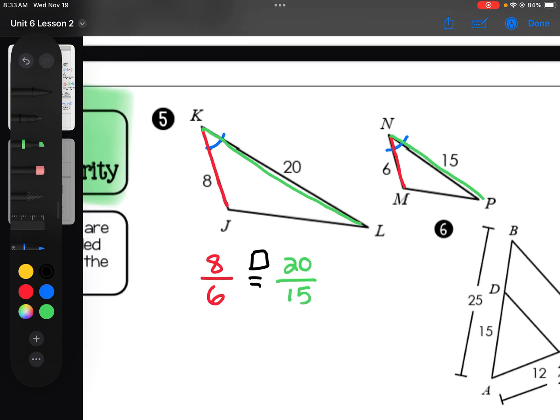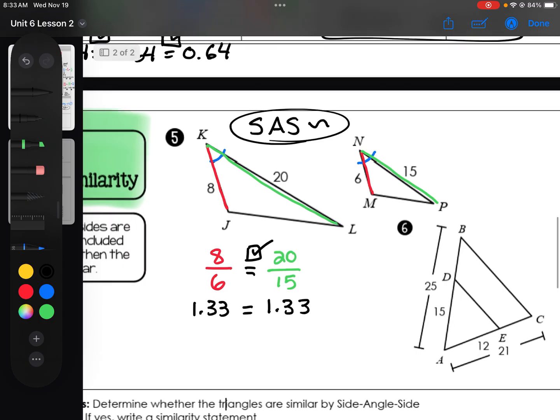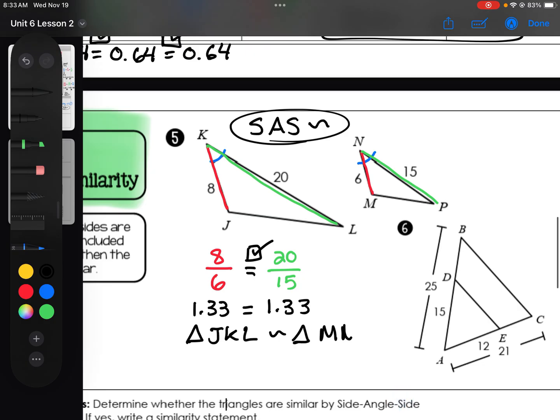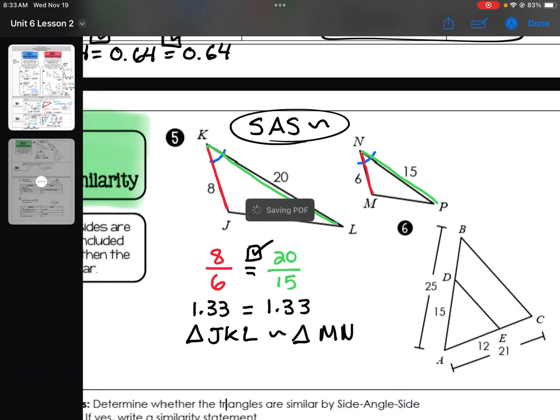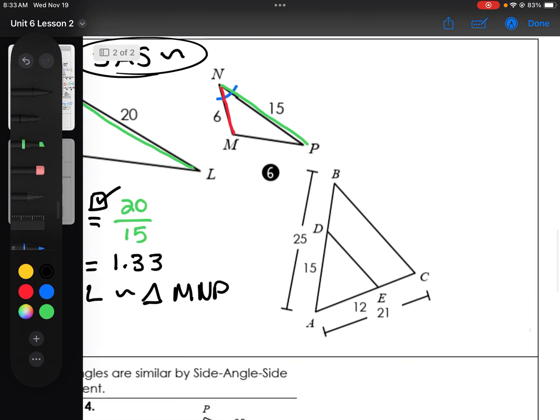I'm going to quickly type this into my calculator. 8 divided by 6 is 1.33, and 20 divided by 15 is 1.33. Because the relationships are equal, that means that these triangles are in fact similar by side angle side similarity, okay? So if we wrote a similarity statement for these two triangles, it would be triangle JKL is similar to triangle MNP. Okay. Number 6, see if you can pause and figure it out. I'm going to go ahead and work it out now.